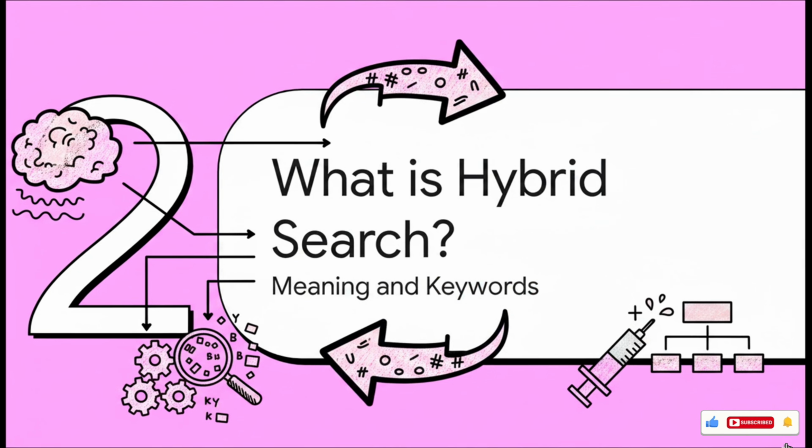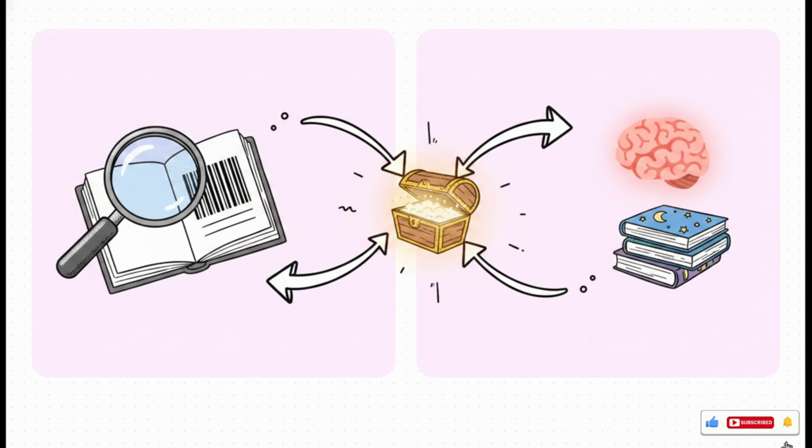Moving right along to Section 2, what is hybrid search? Marrying meaning and keywords. So how do we fix this? Well, this is our first piece of specific medicine for that basic pipeline. To really understand it, think of navigating a massive library. Keyword search, which relies on algorithms like BM25, creates sparse vectors based on term frequency. It's exactly like asking the librarian for a specific identifier.